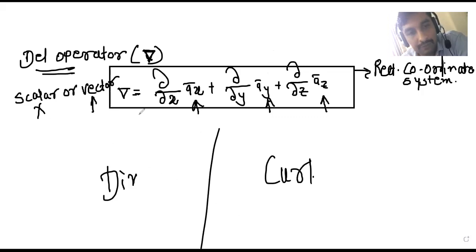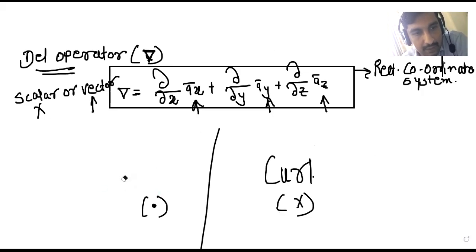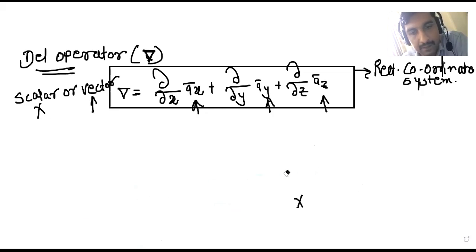But in the case of a vector, it operates in two ways. One is dot product and another one is cross product. So there are two ways when del operates on a vector quantity. Let us understand which are those two ways and how we can identify the difference between divergence and curl. Let me write here the next heading. It's divergence.